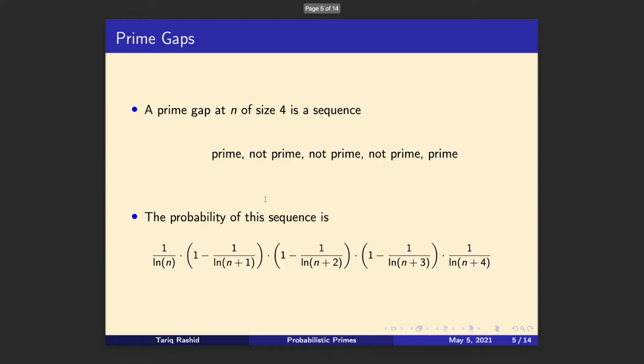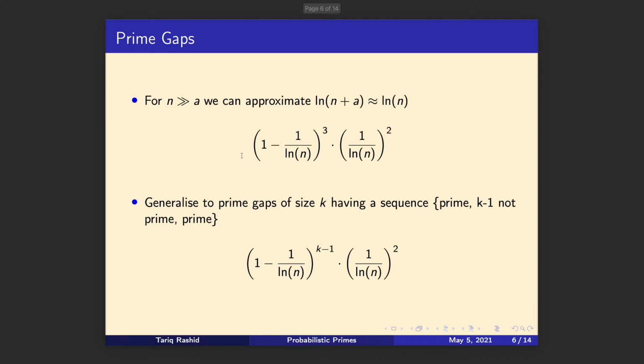That means all these, log(n plus 1), plus 2, plus 3, plus 4, we can just simplify them to just log n, as long as we then assume n is large. So that's another assumption we're going to add to our list of assumptions. So that's a much simpler formula now. It's the probabilities of 2 primes, so that's squared there, and in between we've got 3 non-primes, that's why there's a 3 there.